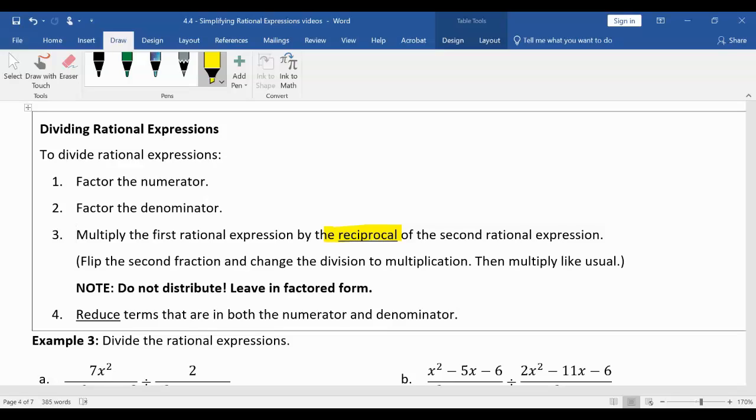Then we multiply like usual. Do not distribute, leave everything in factored form. Last step, reduce terms that are in both the numerator and denominator. Now let's do some examples.